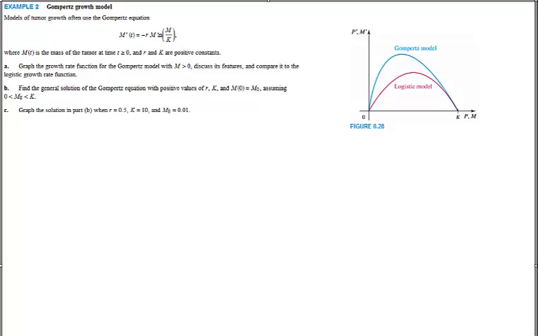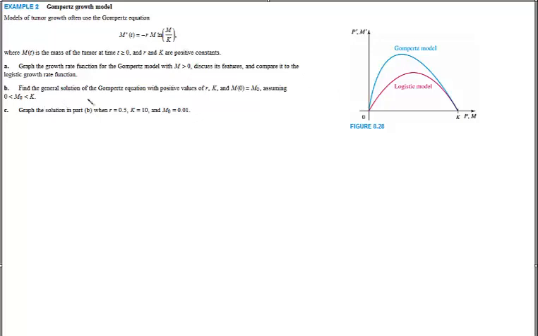In this next example, we're looking at models of tumor growth, and we see that when we graph our rate of growth, it is very similar to that of the logistic model. It's just skewed slightly, and its maximum changes a bit. But it is just a form of a logistic model, so we're going to expect that it has a carrying capacity as the regular logistic model does. So for part A, we have discussed the features.